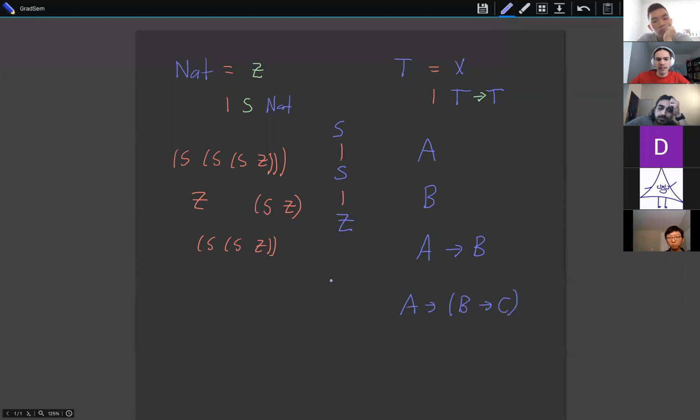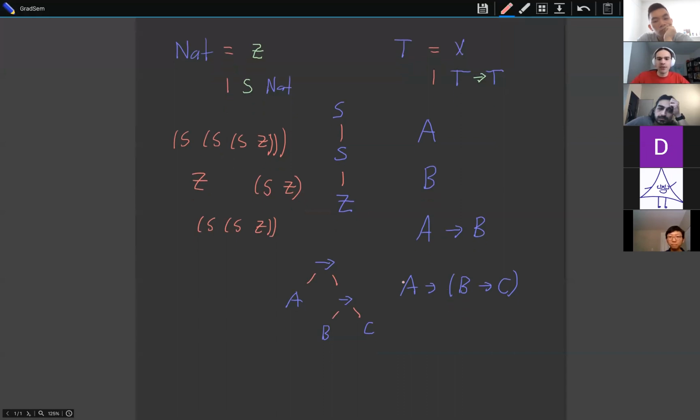And as a tree, this looks like implies as a root. Then here I have A. Then here I have a descendant which has implies as a root, and then B and C. So if I look at the structure of this, it's an implication where the left-hand side is A and the right-hand side is B implies C. Does that make sense?